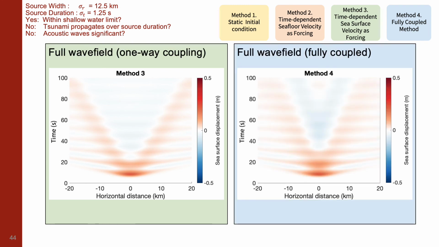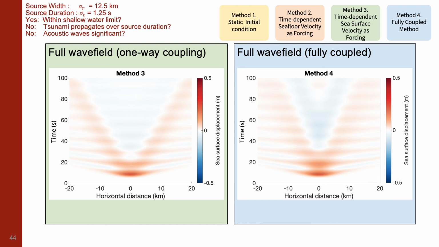Here we compare the previous method with method 4, the fully coupled method. Method 4 is considered ground truth to which the other approximate methods can be compared. Looking closely, we see differences in the tsunami component of method 3 and 4. The tsunami in method 3 propagates faster than in method 4.